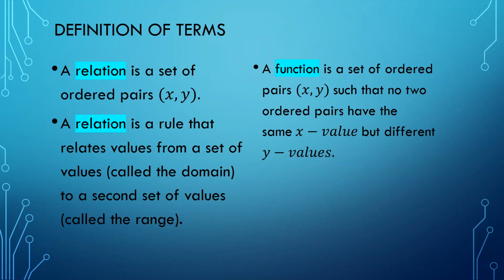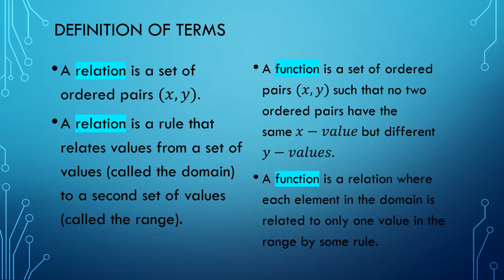A function is a set of ordered pairs (x, y) such that no two ordered pairs have the same x value but different y values. So, if we talk about a function, it should be a relation provided that no two ordered pairs have the same x values but different y values. A function also is a relation where each element in the domain is related to only one value in the range by some rule.